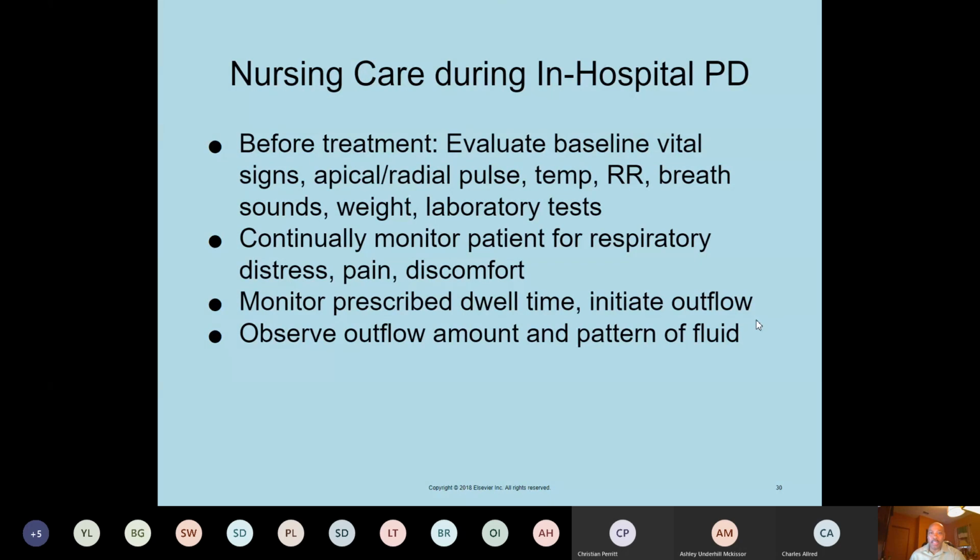Nursing care during in-hospital peritoneal dialysis. So before treatment, evaluate baseline vitals. Yeah, so you all can go ahead and read that. Pretty self-explanatory. Now, you have the inflow as far as your peritoneal dialysis, and then that fluid is to remain in the peritoneal cavity for a certain period of time. And after that time has expired, then you outflow. So it's inflow, it's dwelling, and then outflow. All right.